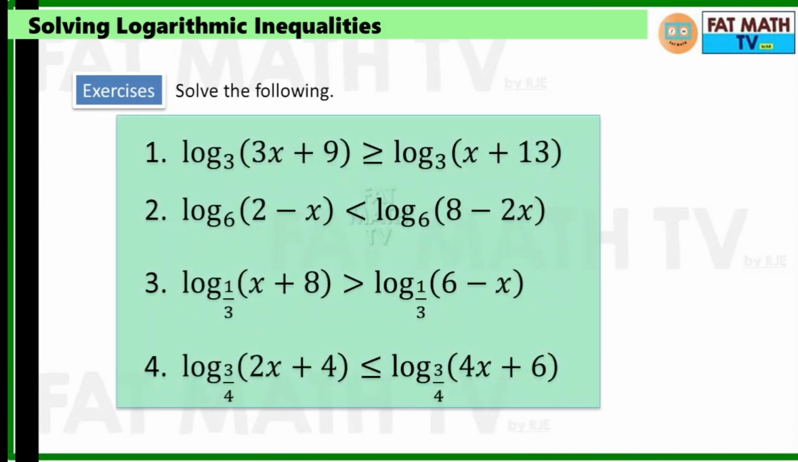Okay, let us have some exercises here. Solve the following logarithmic inequalities. We have here 4. 1 and 2 have bases greater than 1, and 3 and 4 have bases less than 1, but greater than 0. So don't forget that if you're getting the logarithm and you are leaving what's inside, if the base is greater than 1, don't change the inequality symbol. But if the base is less than 1, you have to change the inequality symbol.